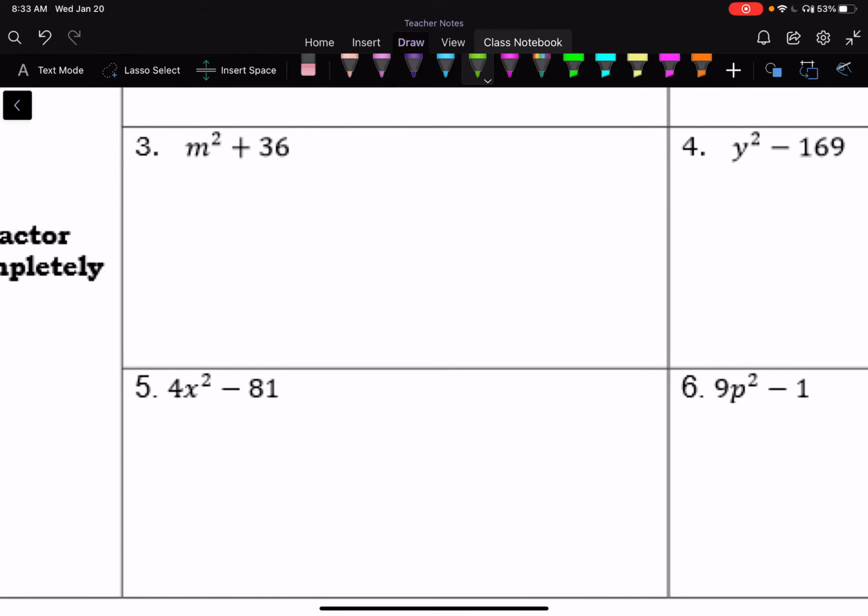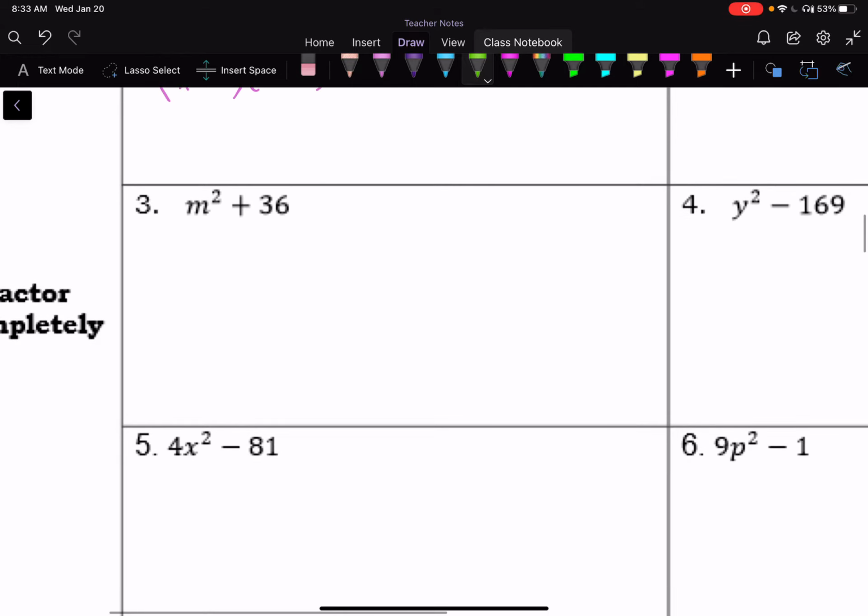Number 3, I'm going to check to see if this is a candidate for DOTS. Remember, DOTS is the difference of two squares. And since we have a plus in the middle, this is not a DOTS problem. And this cannot be factored.